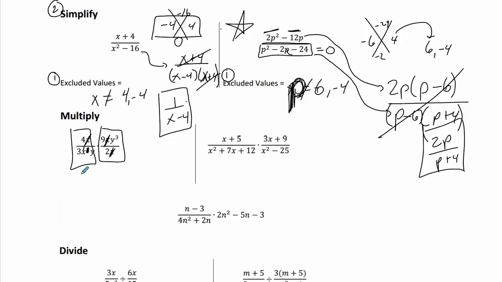Okay? So now let's rewrite what we have left. We have 4 on top over 3xy times 9y to the 3 over 2. Now let's look diagonally. Can 4 and 2 be divided by anything? Yes, 2. So this becomes a 2. 4 divided by 2 is 2. 2 divided by 2 is 1.